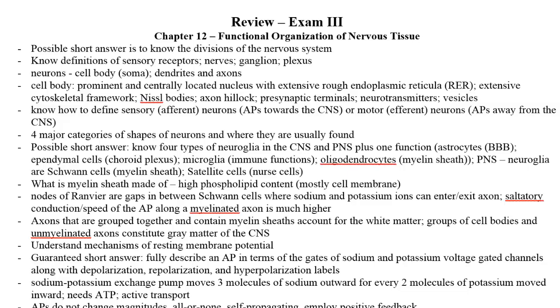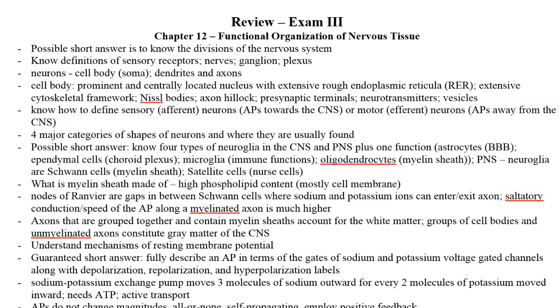All right, you should know then the definitions of sensory receptors. These are just our detectors for stimuli. Nerves are a bundle or a collection of axons in the peripheral nervous system. The ganglion is a cluster of nerve cell bodies found in the peripheral nervous system. And plexus is more or less compared to a superhighway of nerves that pass through a common region like your solar plexus. So remember the structure of the neurons, and you might want to review that particular structure.